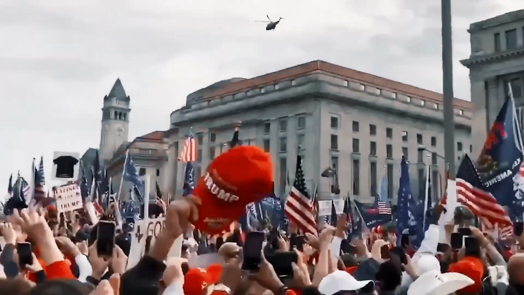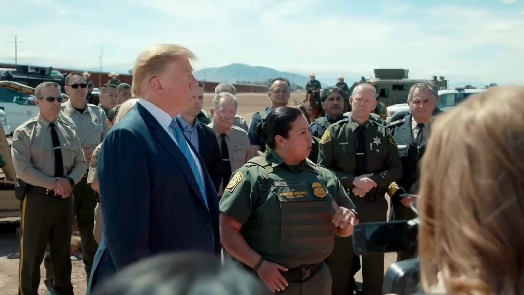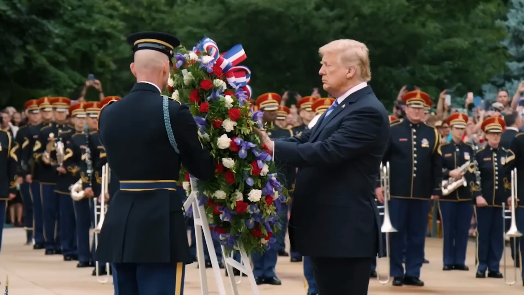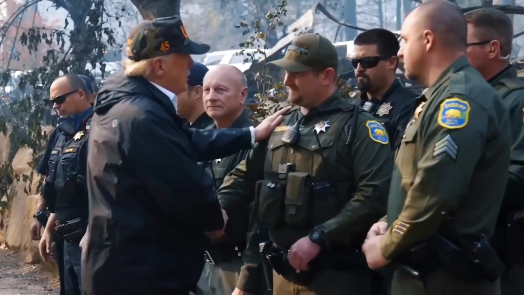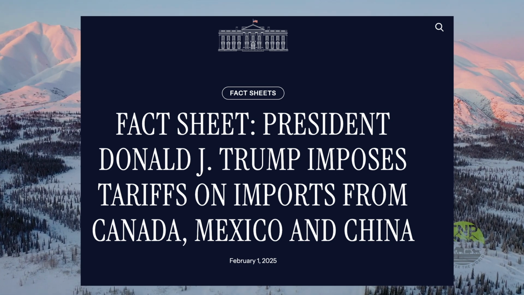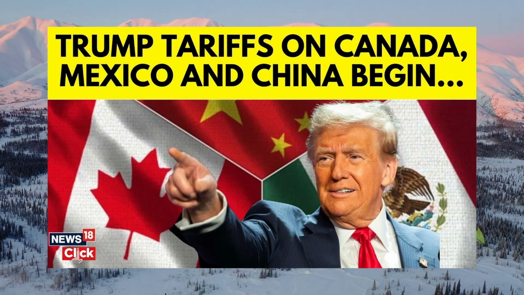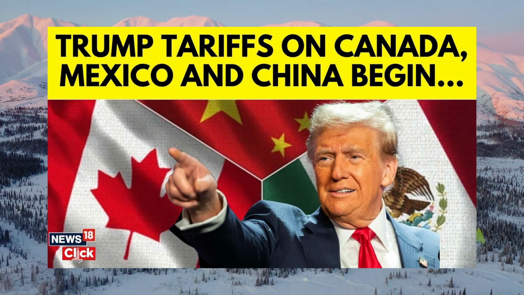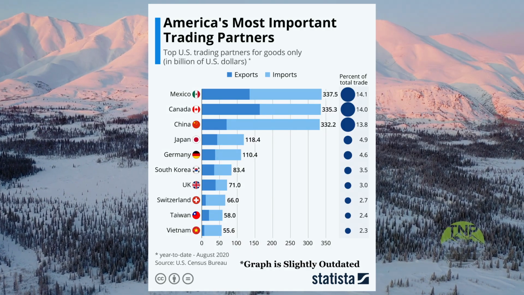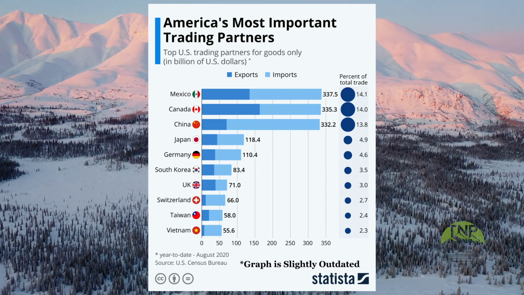So the first thing we have to look at here is what are the actual tariff policies. There's three main countries that were targeted on Monday of this week, set to be enacted on Tuesday, which would be February 4th. So the target countries were, coincidentally, the US's three largest trade partners, so Mexico, China, and Canada, in that order, at least in terms of countries that the US imports from.